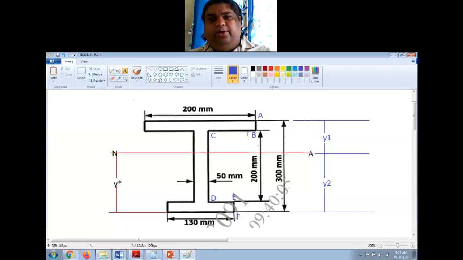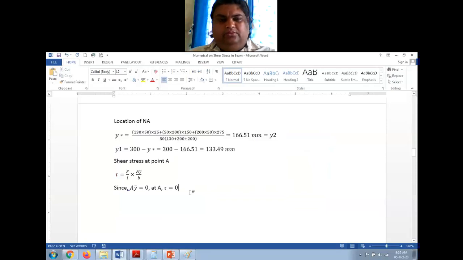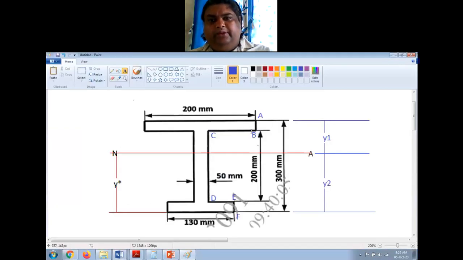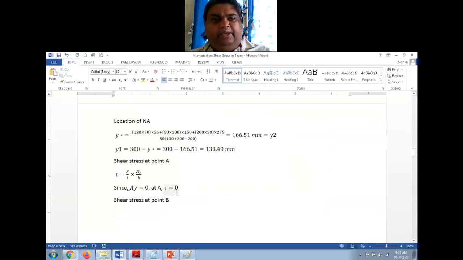Now let's move to point B. Shear stress at point B. B is the bottom surface of the flange, right? Now I am considering this rectangle. This is the cross section for A y bar. This will be my cross section. I need to find the area moment of this cross section about the neutral axis, so that I will get the variation of shear stress between A and B.